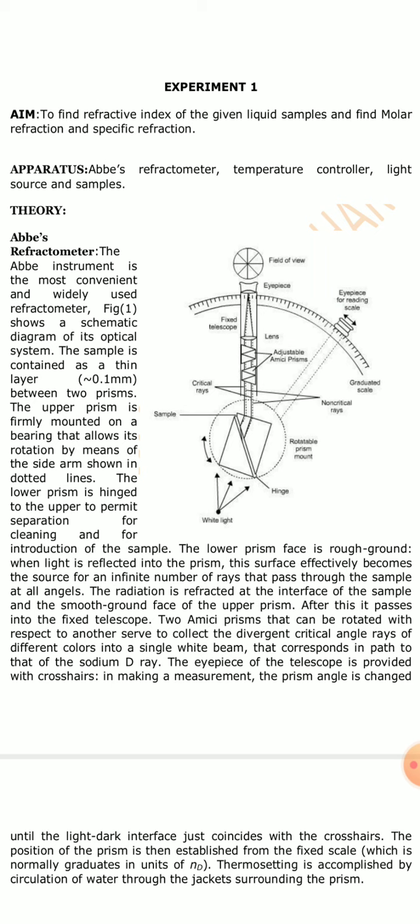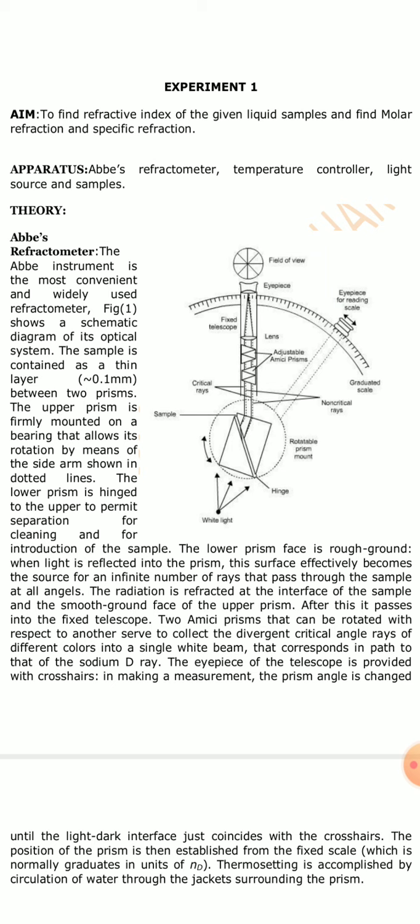The theory of this refractometer, firstly, the Abbe refractometer. The Abbe instrument is the most convenient and widely used refractometer. The figure shows a schematic diagram of its optical system. The sample is contained as a thin layer of 0.1 mm between two prisms. The upper prism is firmly mounted on a bearing that allows its rotation by means of the side arm shown in dotted lines.